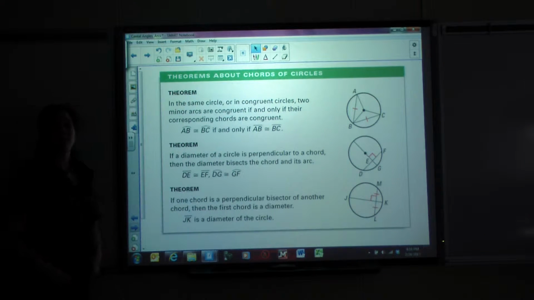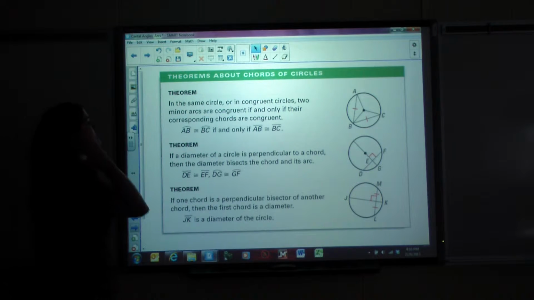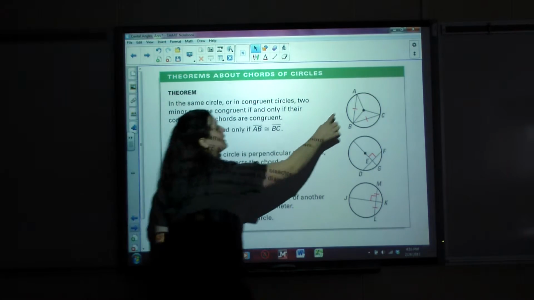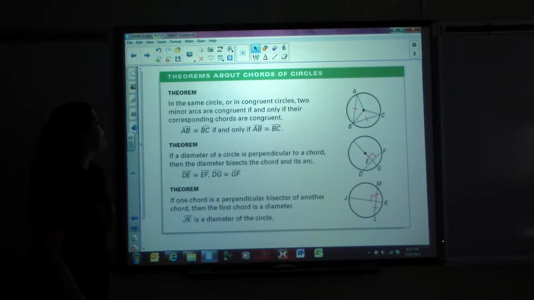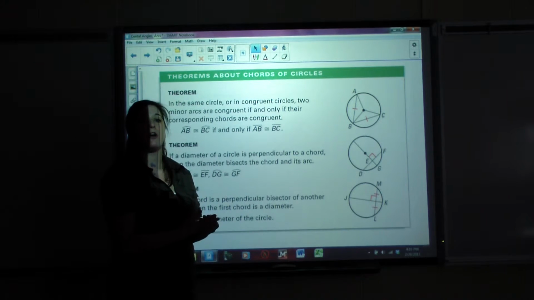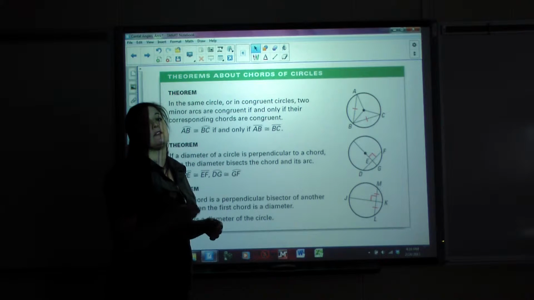Alright, some more theorems about circles. First is that if you have, in the same circle or in congruent circles, two minor arcs that are congruent, meaning arc AB and arc BC are congruent, if and only if their corresponding chords are congruent. If you remember, the definition of a chord is a segment that starts and ends on the circle.